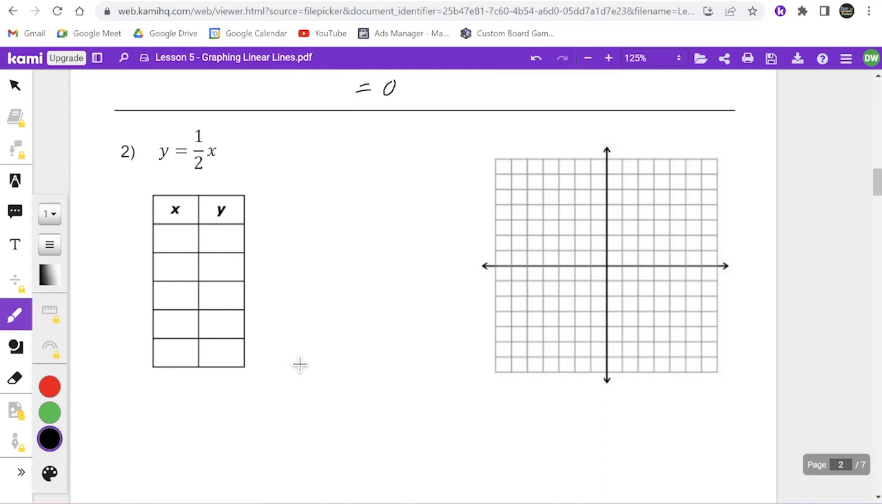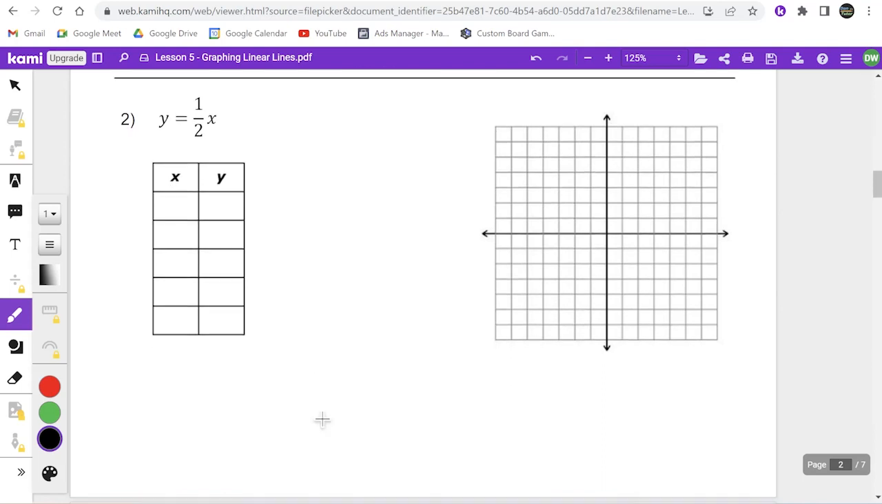Okay, next. Y equals 1/2 x. You'll notice 2 things weird about this one. First of all, the fact that we have a fraction. Not a big deal, but it scares a lot of kids. The second thing is that there's no starting point. Normally there'd be a +2 or something there, but there is no +2. It's nothing.